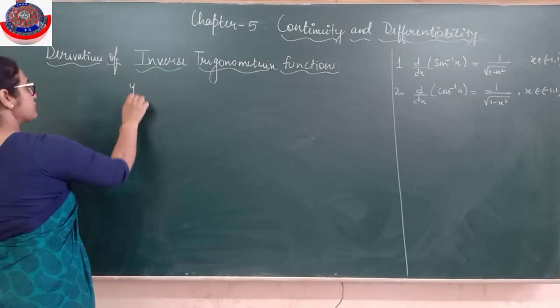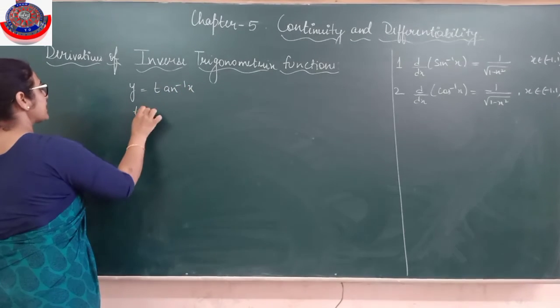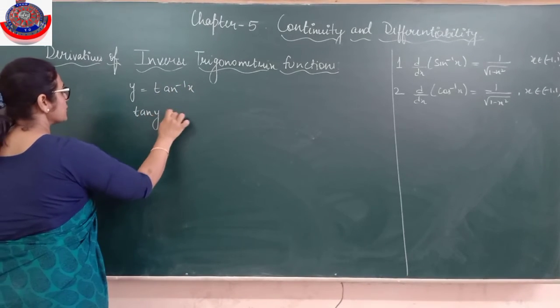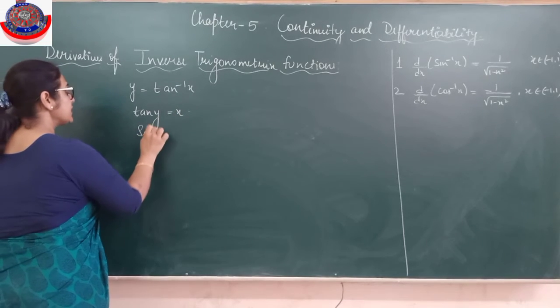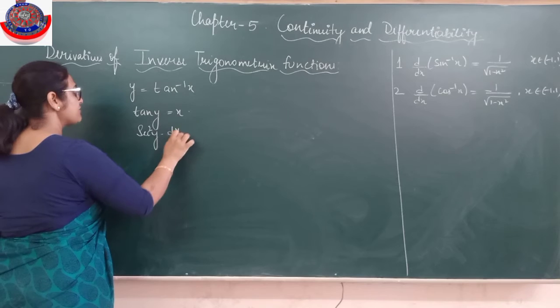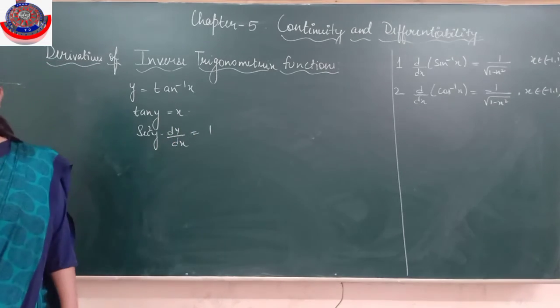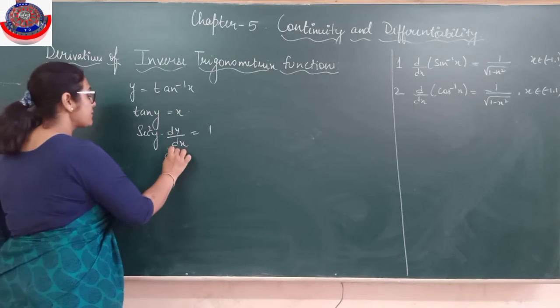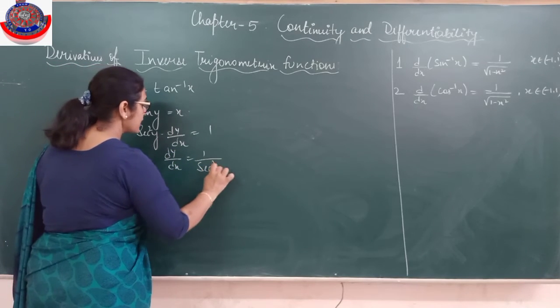Next we need to differentiate y is equal to tan inverse x. In the same way, it will become tan y is equal to x. Differentiate both sides with respect to x. It will become secant square y, and the differentiation of y with respect to x will be dy upon dx. The differentiation of x with respect to x will be 1. So dy upon dx is equal to 1 upon secant square y.